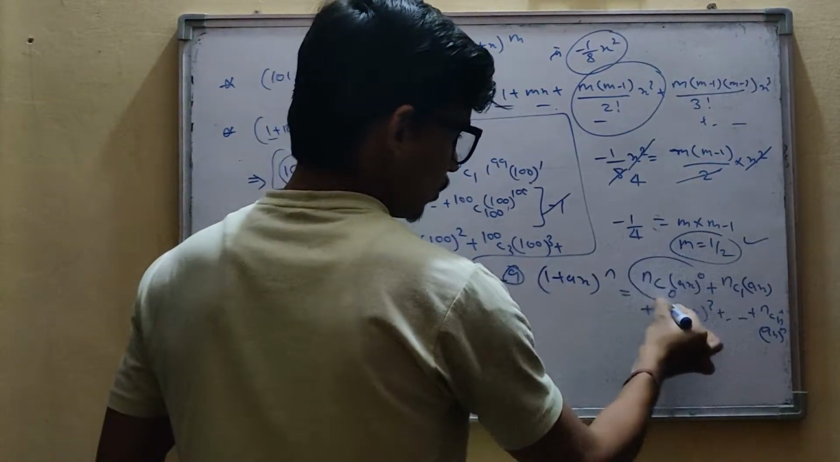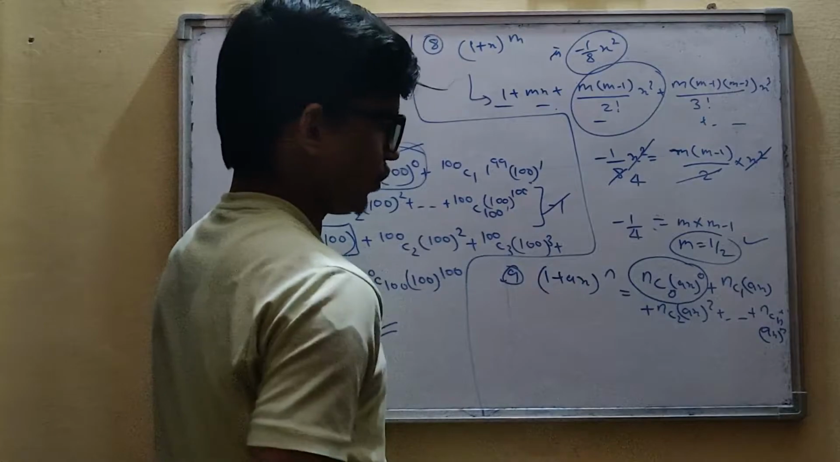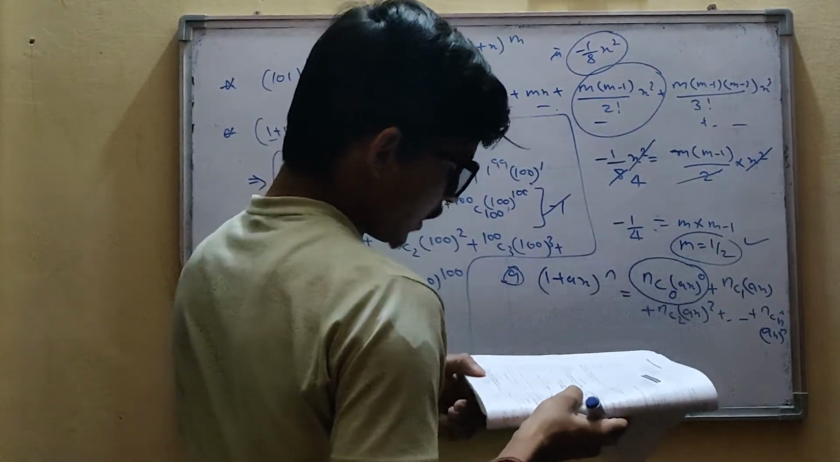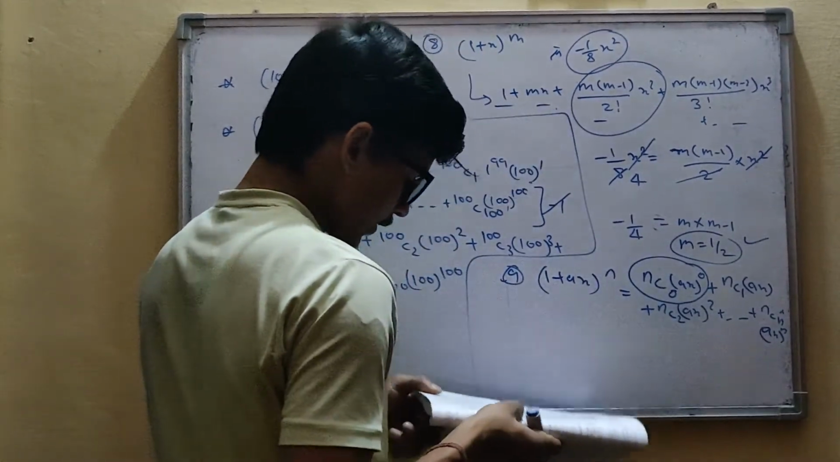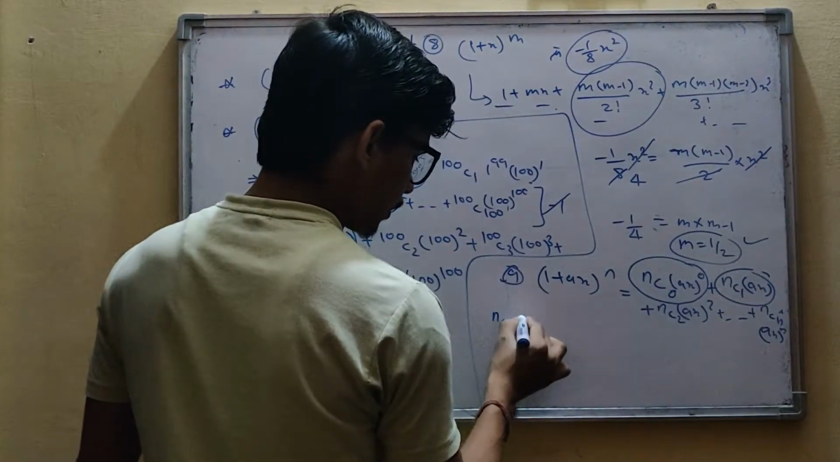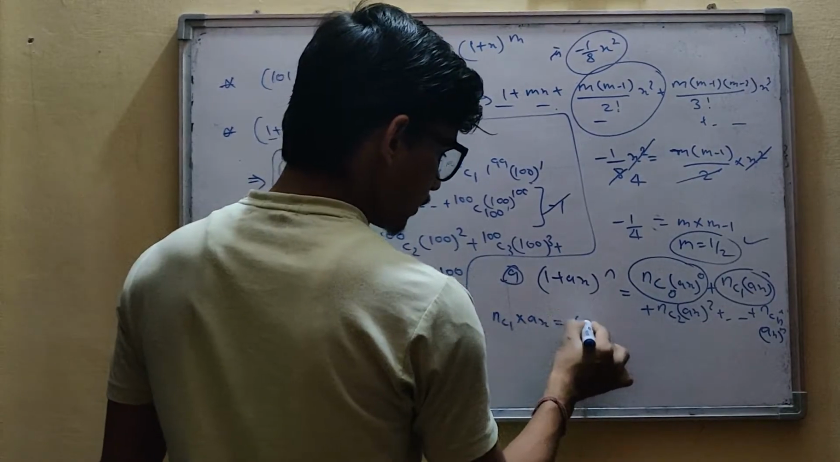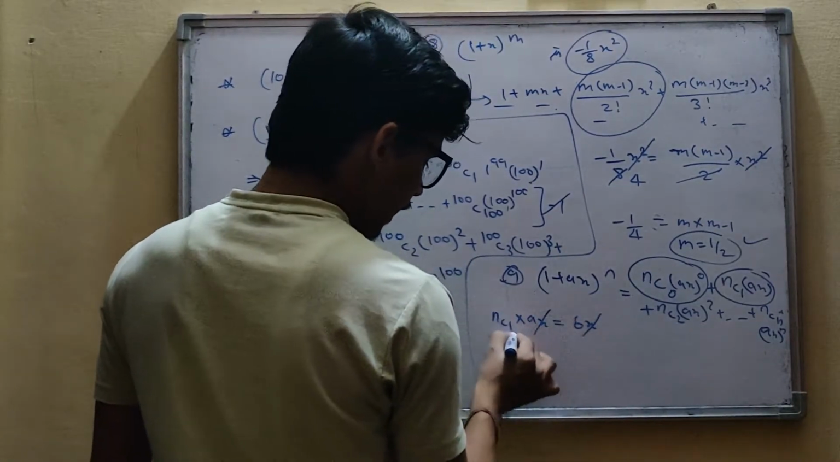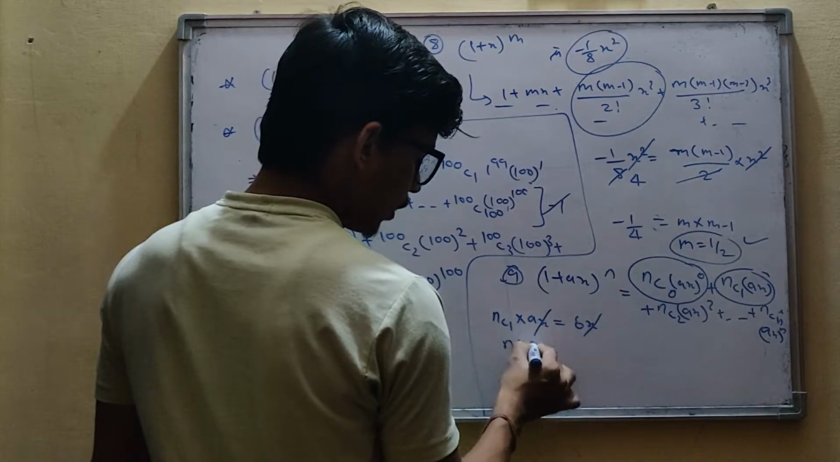Okay, so this is not useful because we are not getting anything from here. And the second term is 6x. According to the question, nC1 into ax is 6x. So x will cancel out with this. nC1 is n, so n into a is 6.